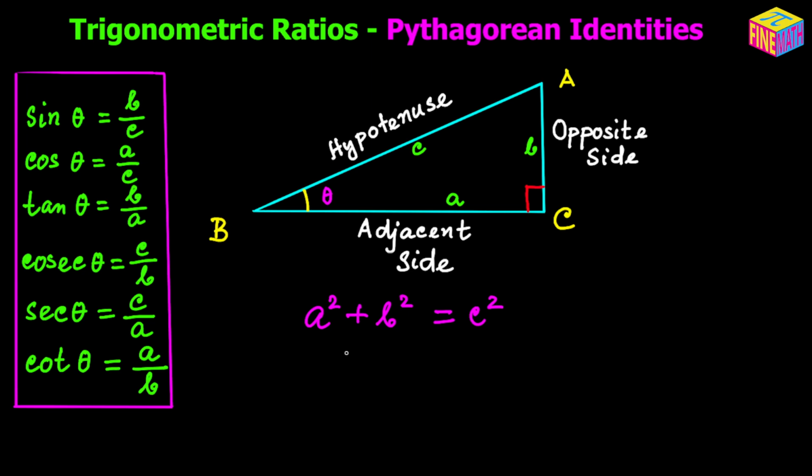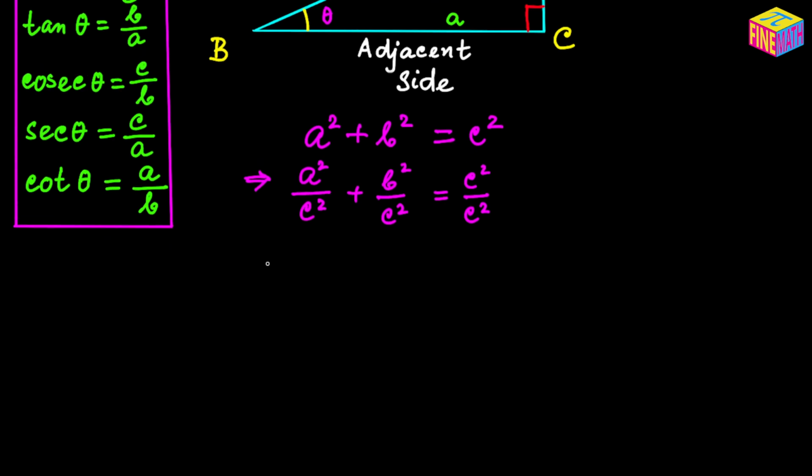If we divide both sides of this equation by c squared, we'll get a squared divided by c squared plus b squared divided by c squared is equal to c squared divided by c squared, which will become 1. Let me scroll down. a squared by c squared can be written as a by c whole squared. Similarly, b squared by c squared can be written as b by c whole squared, is equal to c squared by c squared, which becomes 1, because the c squared in the numerator and the denominator cancel each other.